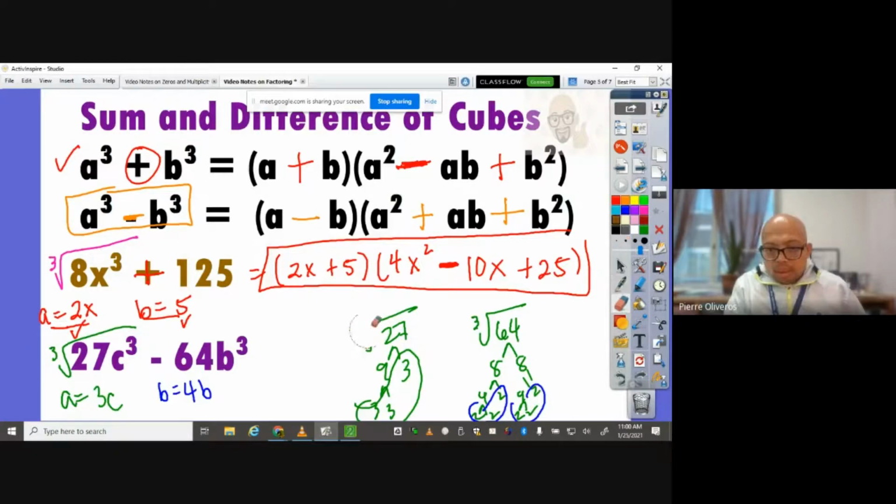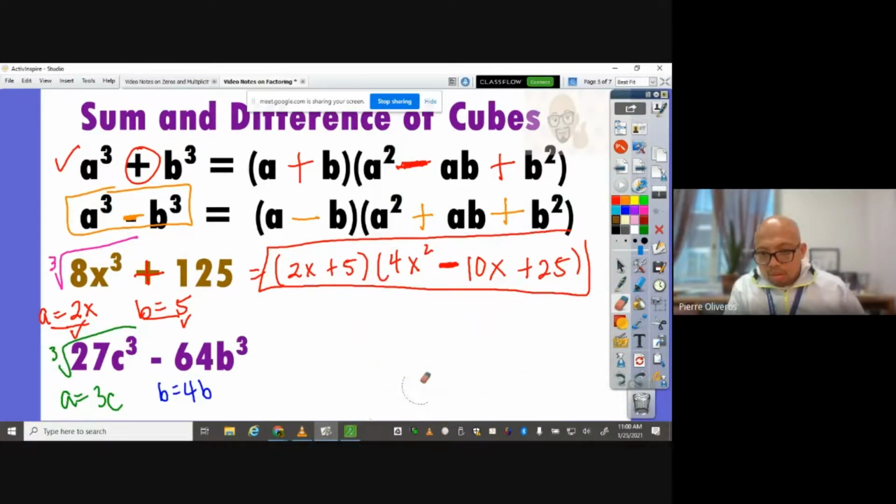Okay. So now let's apply the formula here. All right, so it's minus, so it's a difference of cubes, a minus b. So I'm going to subtract a minus b. In this case, my a is 3c, my b is 4b. So 3c minus 4b. A squared means 3c times 3c is going to be 9c squared, plus AB.